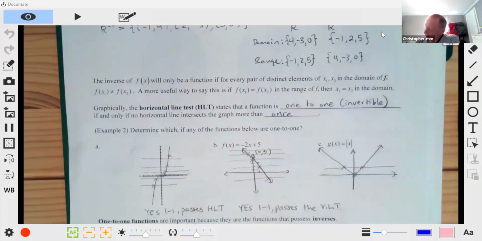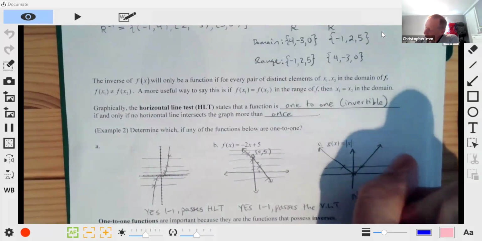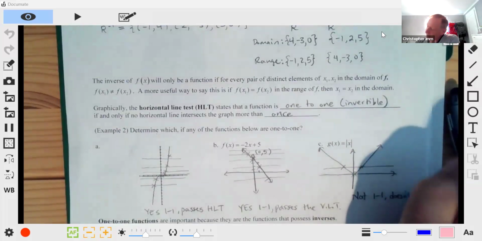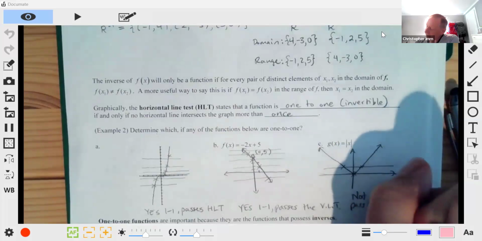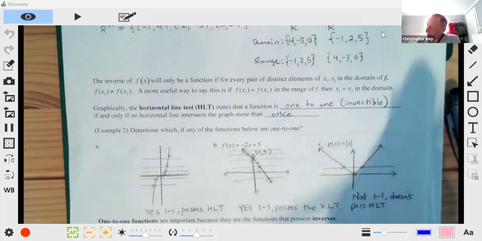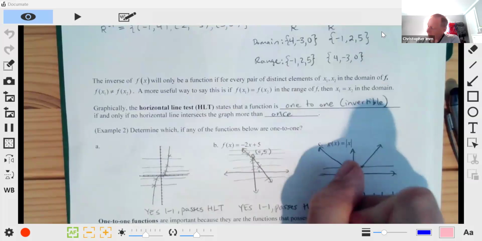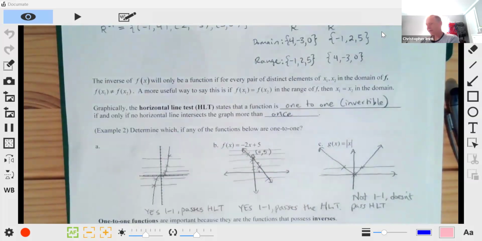So this one is not 1-to-1 because it doesn't pass that horizontal line test. And this, I see right now, I wrote vertical line test. That's for a function, right? So this should be horizontal line test. My apologies. So we're drawing horizontal lines here.